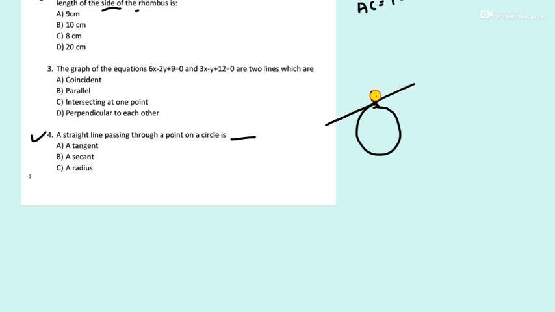Is what? It is a tangent. So the answer is A, tangent. A, B, C, D will be given in the next page. Okay, so the answer is A, that is a tangent. Okay, moving to the next question.